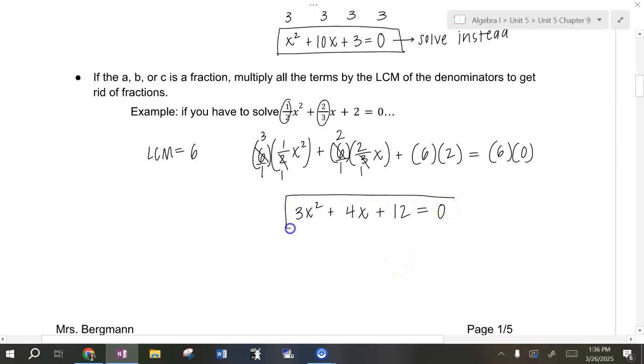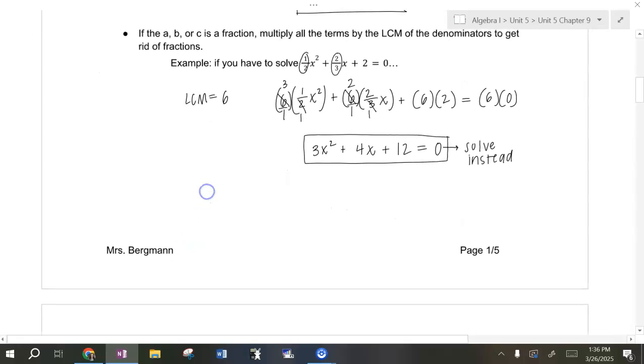So if you were to solve this equation instead, you would get the exact same answers as if you were to use the equation with the fractions in it. So this is going to make your life a lot easier, whether it's by factoring or whether you use quadratic formula. We're not going to want to use fractions in those. So to make it easier on yourself, get rid of the fractions first and solve the equivalent equation instead.